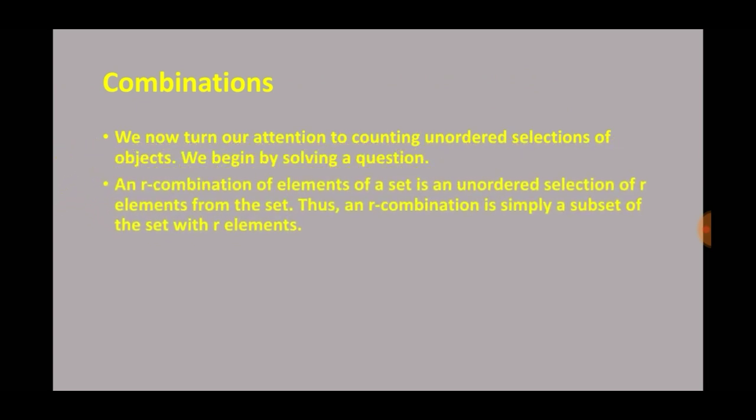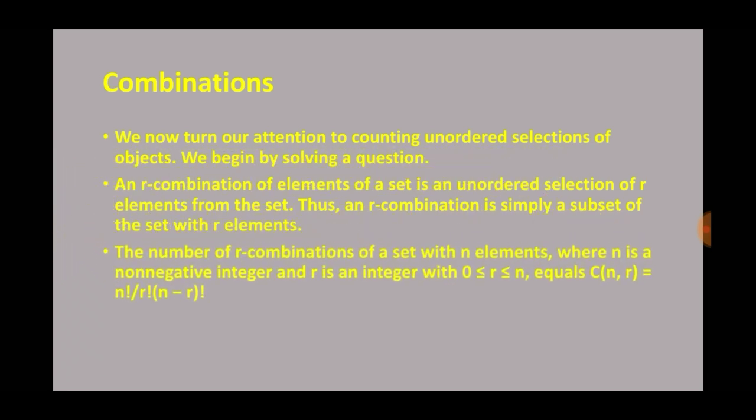Combinations. We now turn our attention to counting unordered selections of objects. An r-combination of elements of a set is an unordered selection of r elements from the set. Thus, an r-combination is simply a subset of the set with r elements. The number of r-combinations of a set with n elements, where n is a non-negative integer and r is an integer with 0 less than or equal to r less than or equal to n, equals C(n, r) = n factorial over r factorial times (n minus r) factorial.